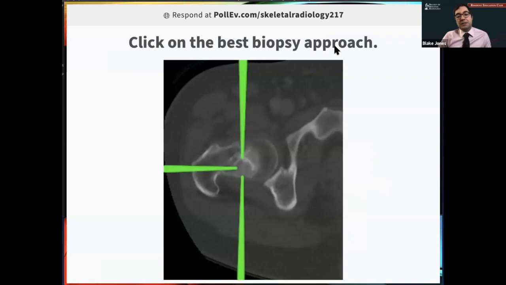So this is kind of alluding to the next talk that I believe is coming up in the series on performing image-guided biopsies. But if you had to click on which approach you would take to biopsy this lesion, what would you select? All right, awesome. So we have votes for a lot of them. It seems like the lateral approach and the posterior approach are kind of winning, but definitely a lot of votes for both of those. So again, something we will discuss further at the end.